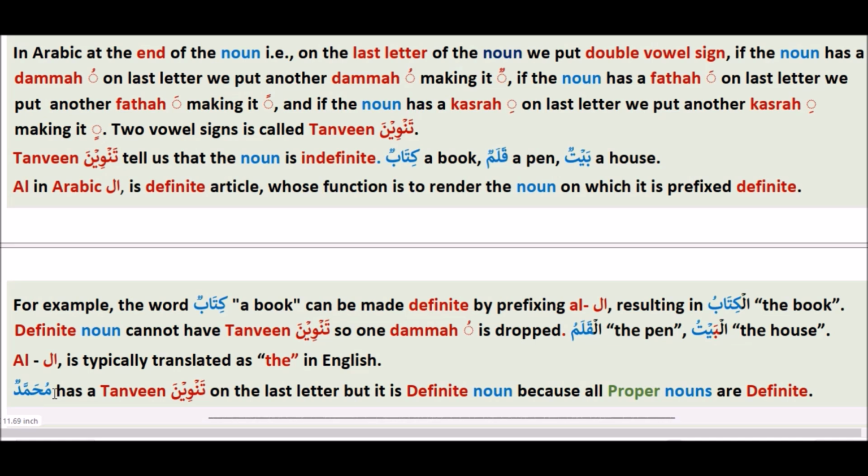Muhammadun, it has tanween, 2 Dhammas on the last letter, but it is definite. Because all proper nouns are definite.